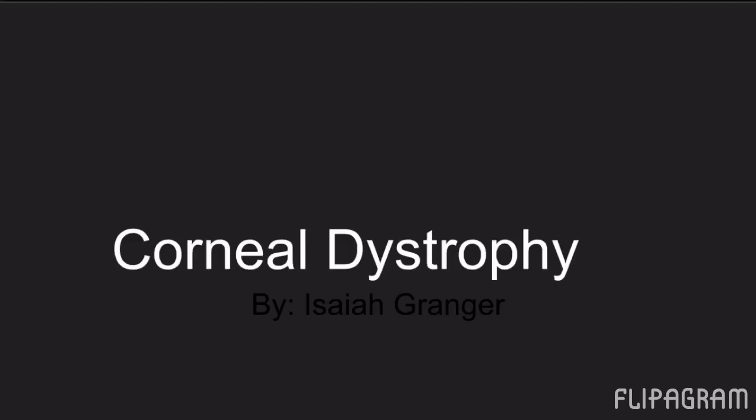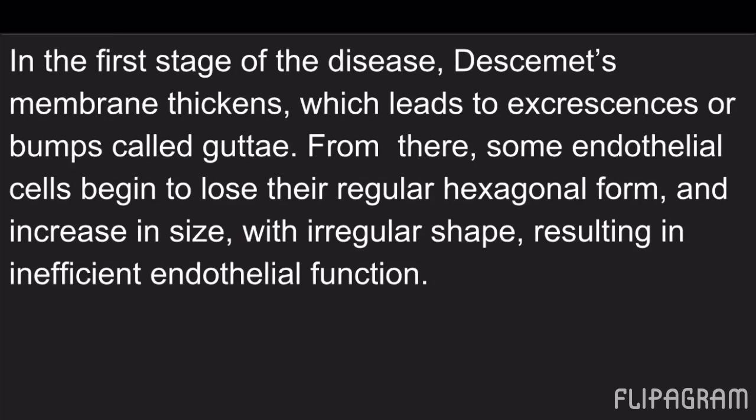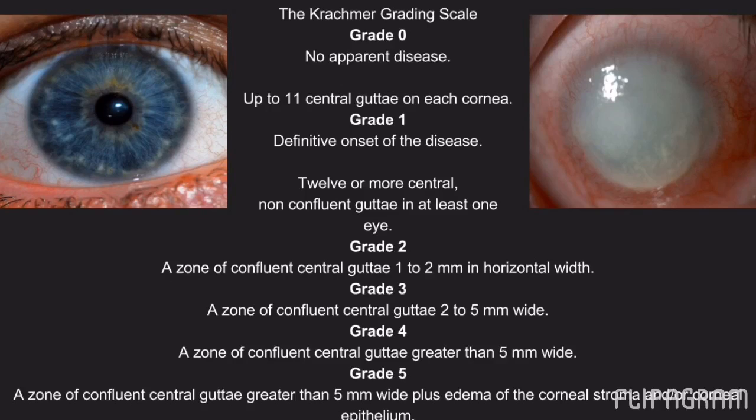The aqueous humor is the clear space inside your eye between the cornea and the lens. In the first stage of the disease, Descemet's membrane thickens, which leads to excrescences, or bumps, called guttae. From there, some endothelial cells begin to lose their regular hexagonal form and increase in size with irregular shape, resulting in inefficient endothelial function. This is the Krachmer grading scale for corneal dystrophy.